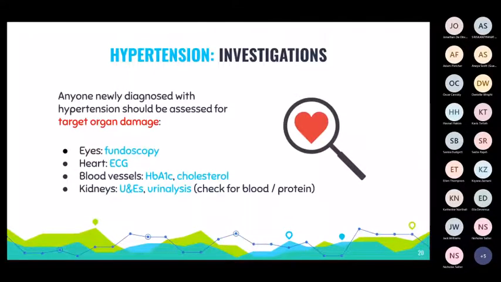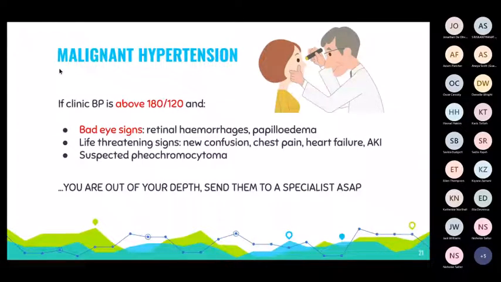Cool. Malignant hypertension, or accelerated hypertension, or hypertensive crisis are all words for the same thing. This is where the clinic blood pressure is above 180 and you suspect something bad. So if there's nothing else going on and the patient's absolutely fine and isn't that bothered about the high blood pressure and you can't see any other signs, fine, it's not a hypertensive crisis. However, the key thing that I think they love to hammer home is bad eye signs, so retinal hemorrhages or papilledema, which is that swelling of the optic discs.